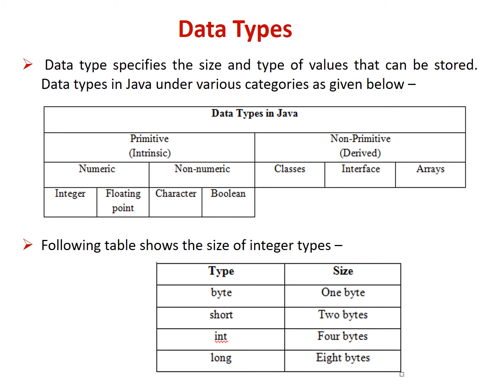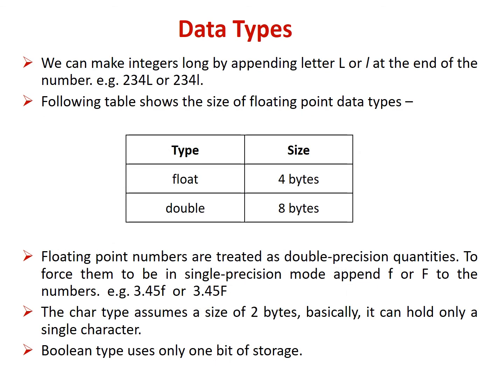Here, the second table shows the integer types and the size required to store that type of data. The byte data type requires 1 byte memory space, short requires 2 bytes, integer requires 4 bytes, and long requires 8 bytes. We can make integers long by appending L to the numbers, as here 234L.